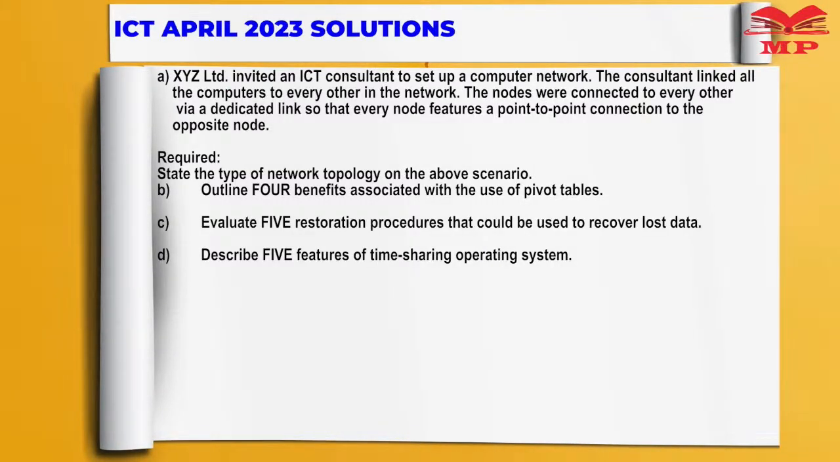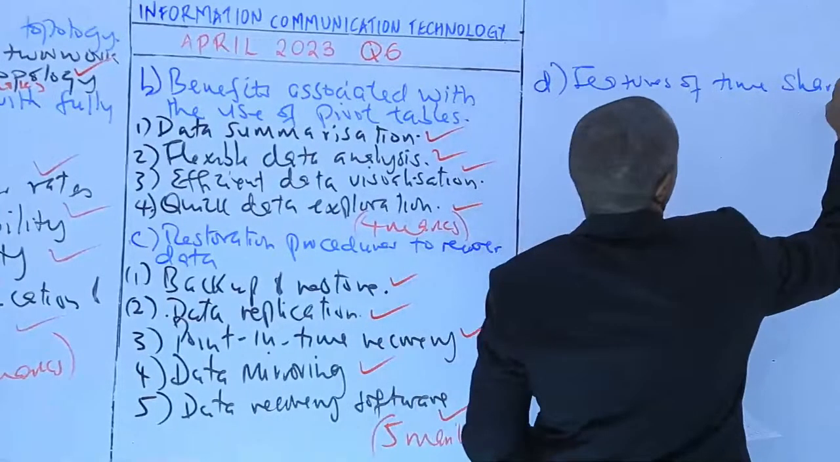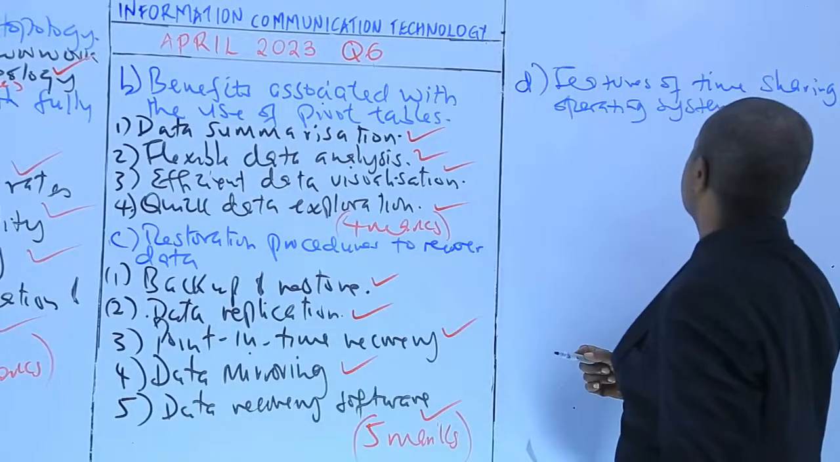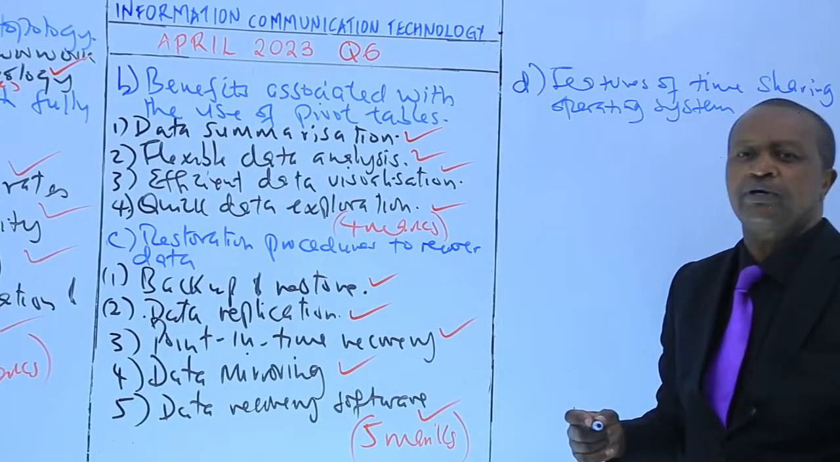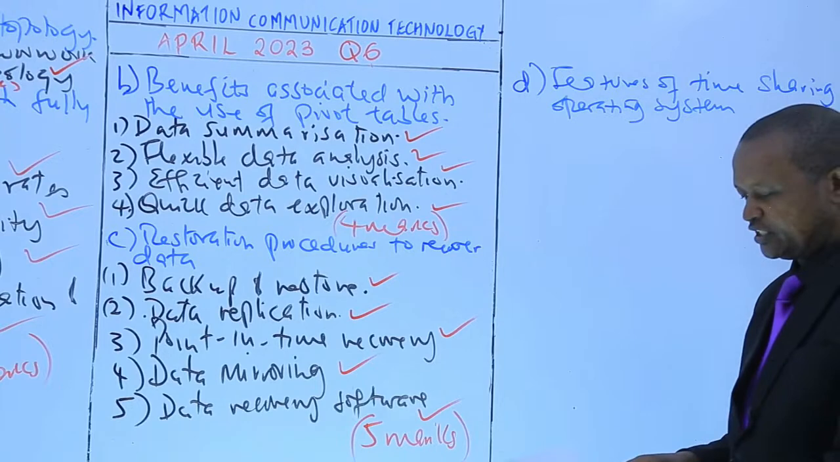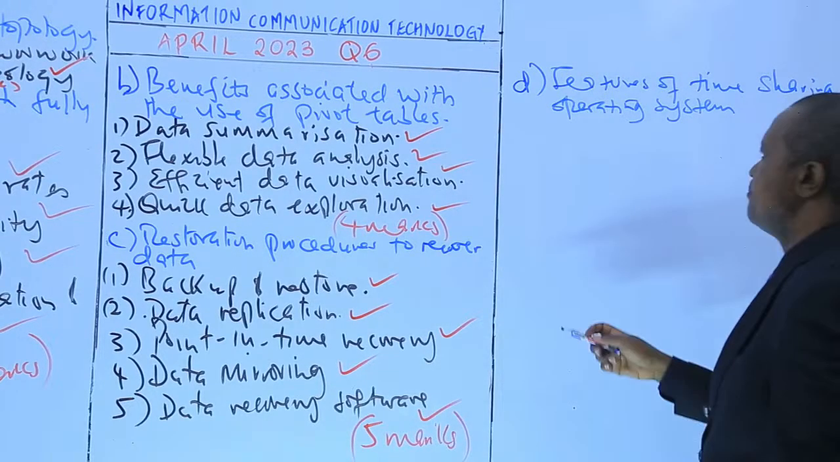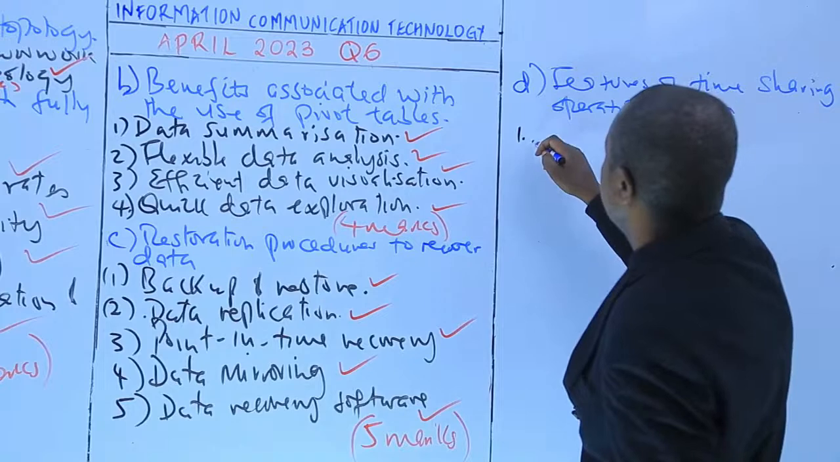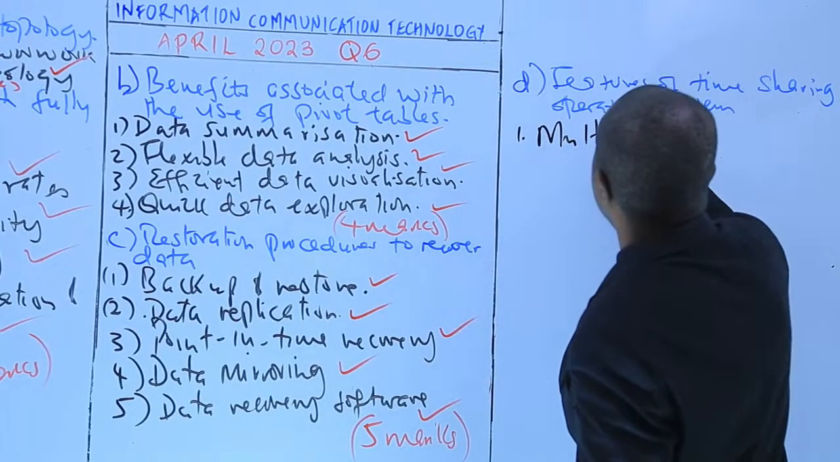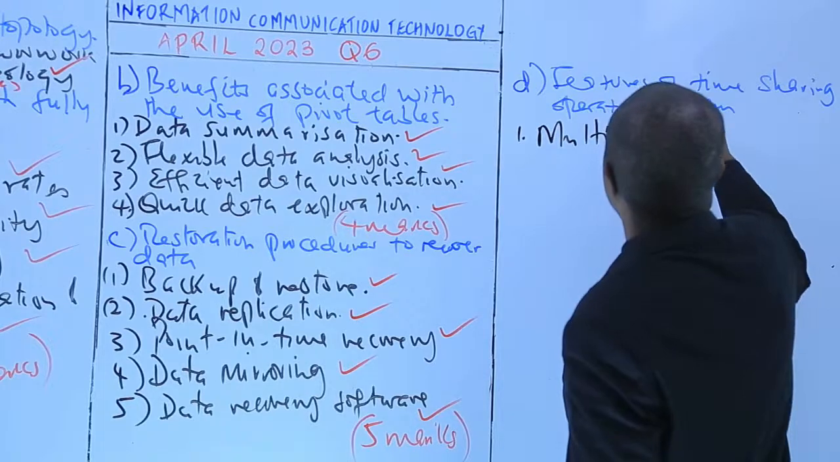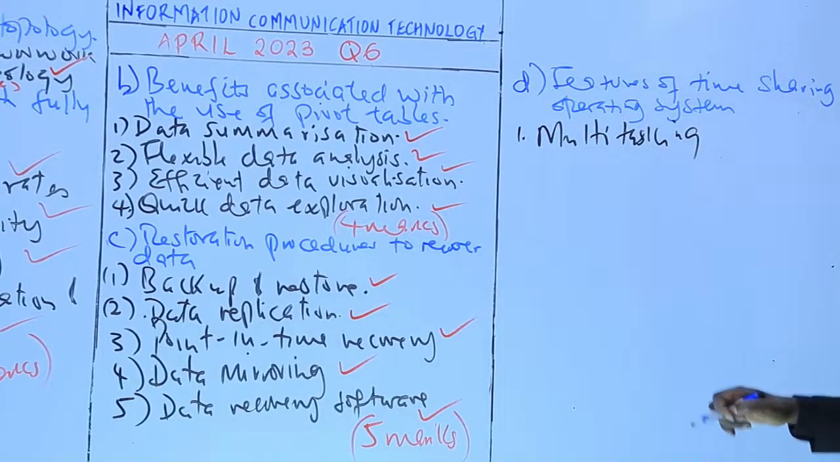Part D reads, describe 5 features of time-sharing operating system. Features of time-sharing operating system. The first feature is multitasking. Time-sharing operating system can multitask.